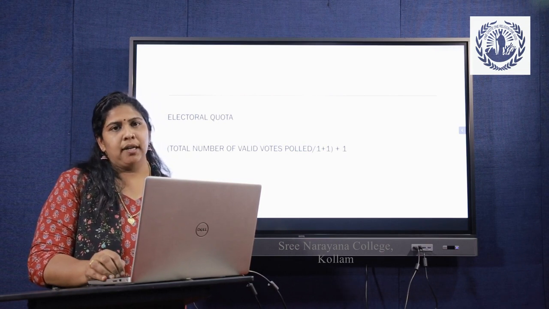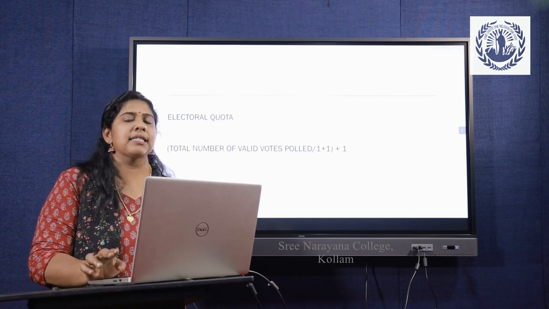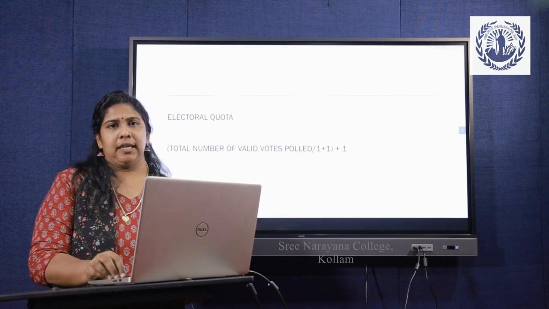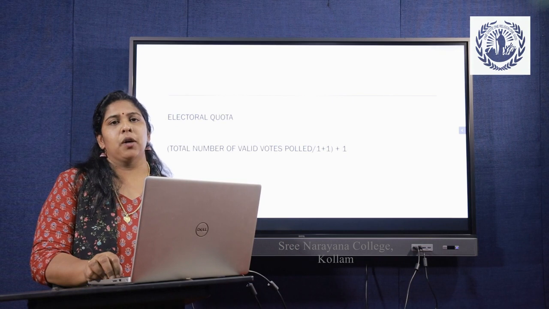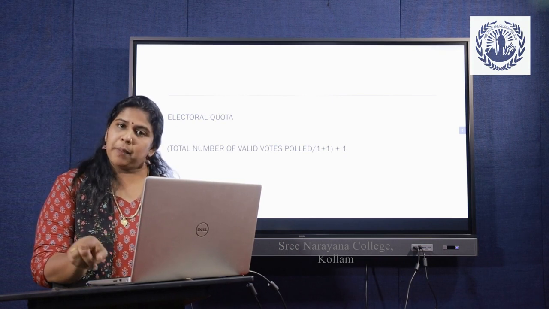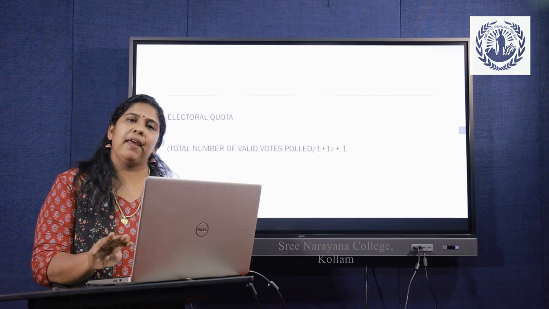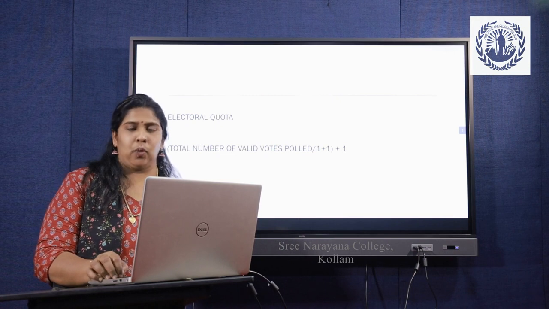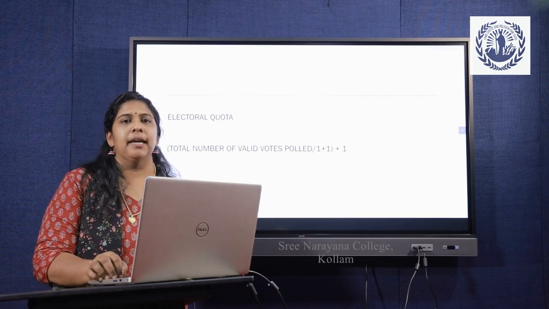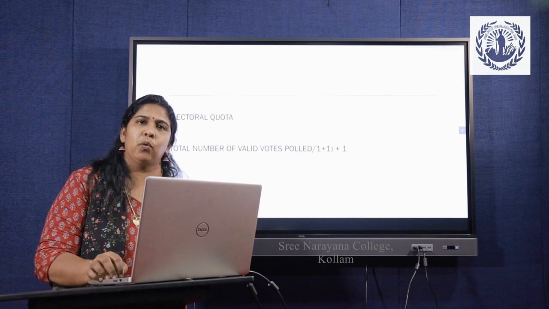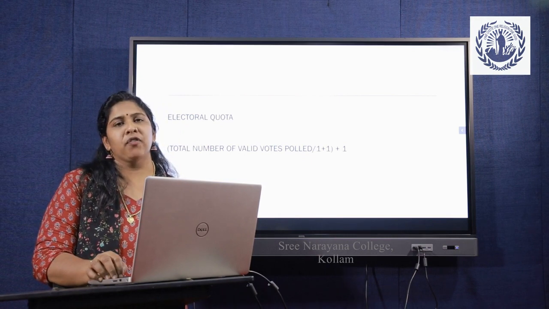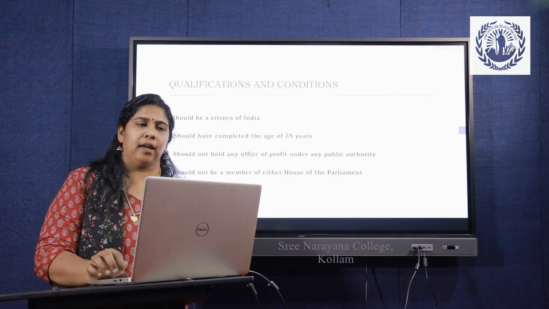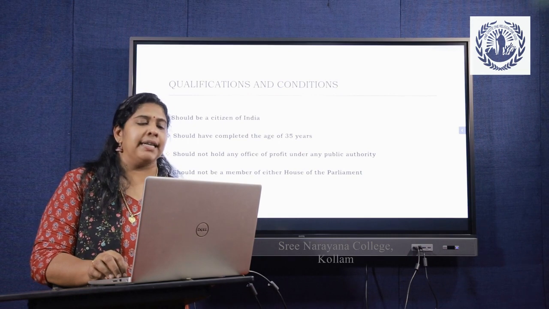What is this 1 plus 1? 1 plus 1 means the number of candidates that participated in the presidential election or presidential contest. Or 1 plus 1 plus 1, if there are 3 candidates, and totally plus 1. The electoral quota will be considered like that. That is, the total number of valid votes polled divided by the number of candidates contested in the election plus 1 will be the electoral quota for the election of the Indian President.